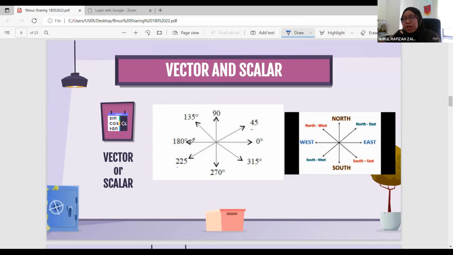If, let's say, you are moving, you can say I drive my car 110 kilometers per hour to the north. So the speed, 110, is the scalar. To the north, I drove to the north, so that is a direction. So that is a vector application.